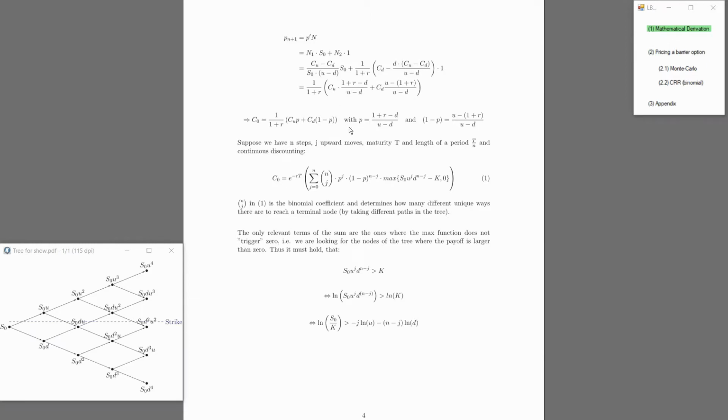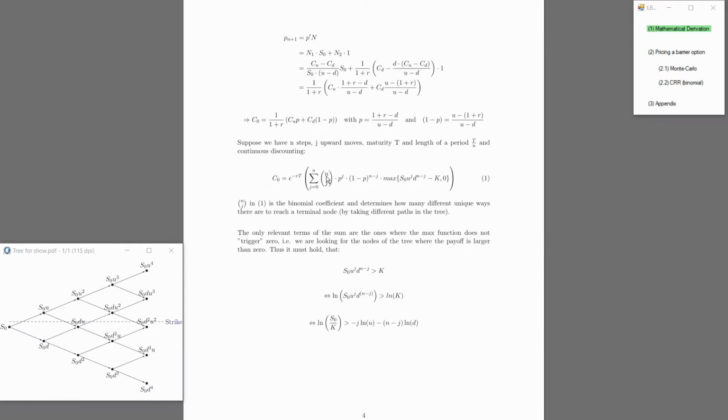And we can take this to the next level, to a more general level, by introducing n steps. So for example, here we have 4 steps, j upward moves. For example, here in this terminal node, we have 0 upward moves, maturity T, and the length of a period capital T divided by n. And we also introduce continuous discounting. So what we have right here is the continuous discounting part. You have the probability of an upward move to the power of j, which are upward moves. We have the payoff of the call option, and we have the binomial coefficient.